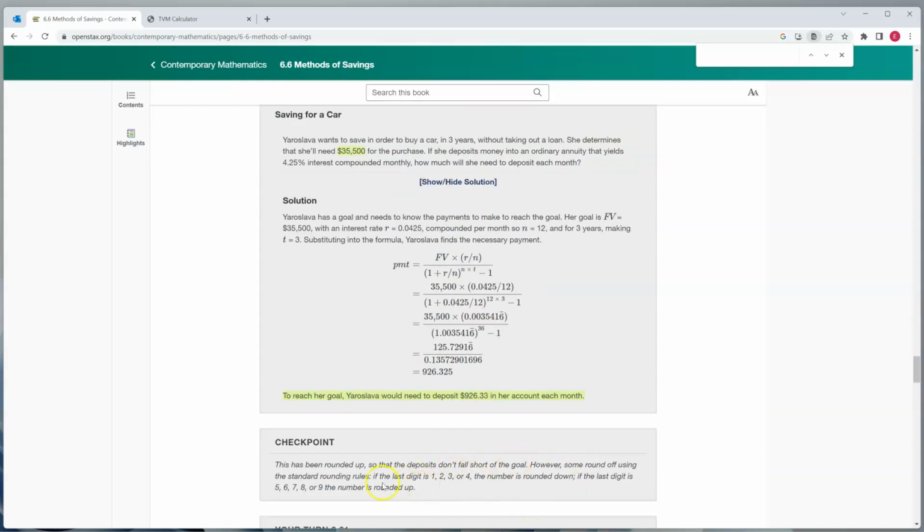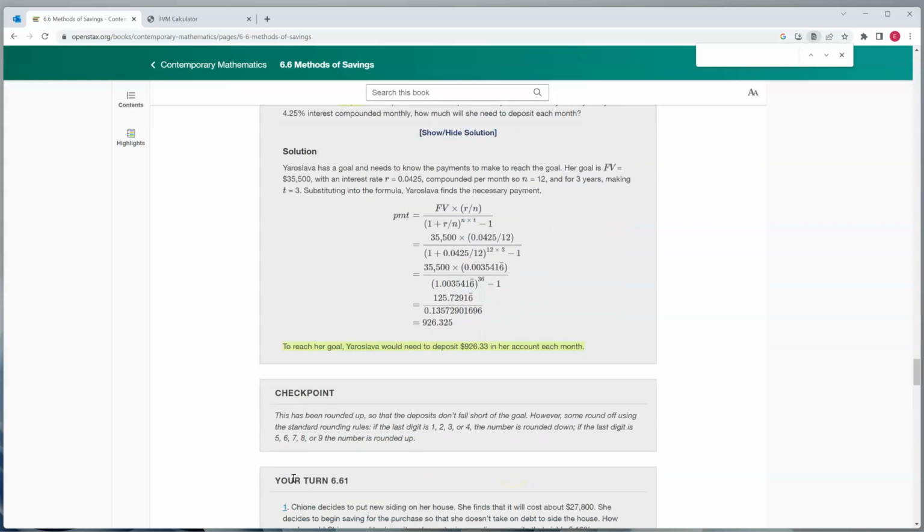So you can see that this has been rounded up so the deposits don't fall short of the goal. However, some rounding could be off a little. And it really depends. I would advise that if you're saying how much do I need to put in, I would always round up or put in a little more. It's better to overshoot a financial goal than to undershoot it.